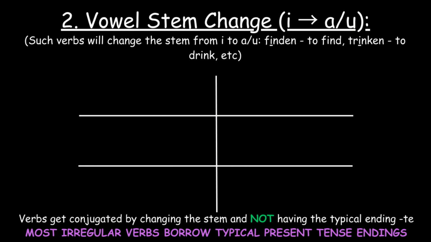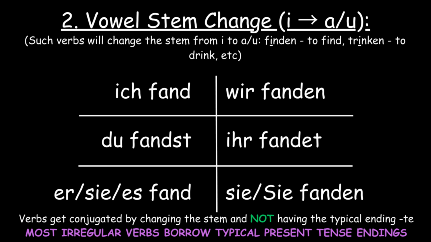Another stem change that you can find is verbs that have the stem e. Such verbs will change the stem from e to a or u when conjugated in the Präteritum, like finden and trinken. Again, without the typical te ending, finden will look like this. Ich fand. Du fandst. Sie, es fand. Wir fanden. Ihr fandet. Sie fanden.